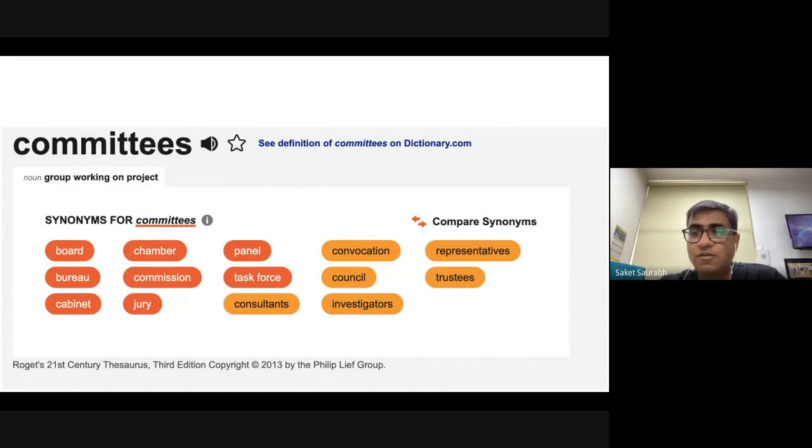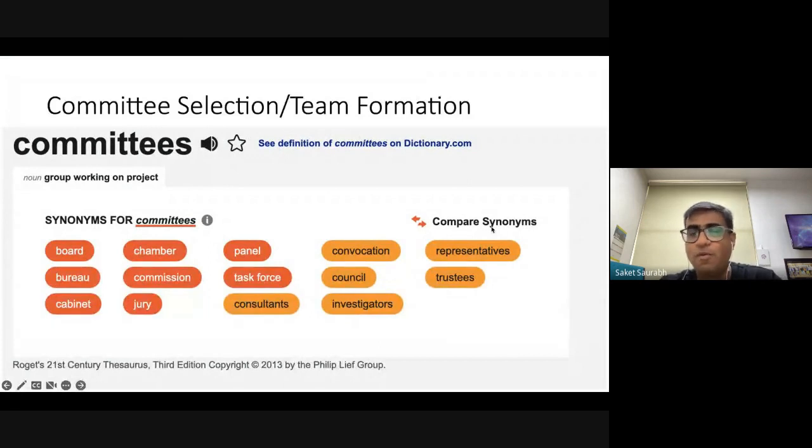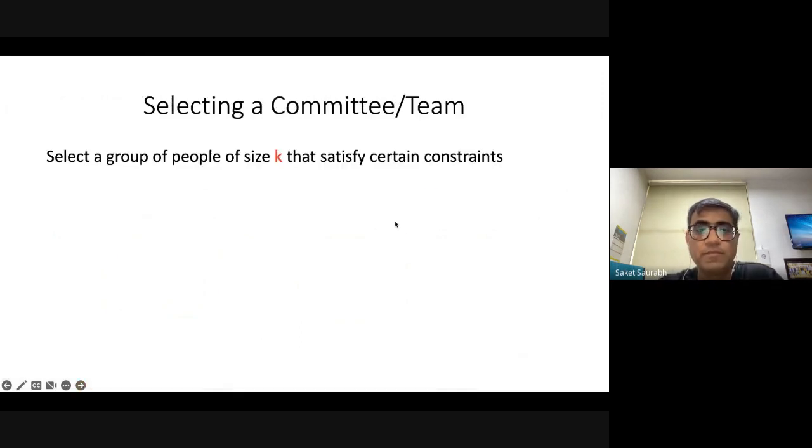And so a very natural question is how someone forms a team, or how someone makes a committee. So this leads to this very common generic question of what we could broadly classify as committee selection, team formation, and things of this nature.